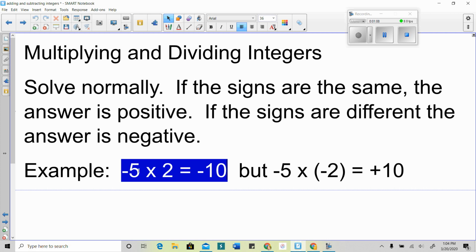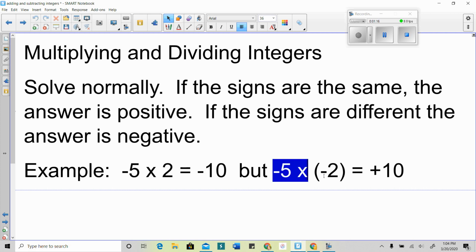You could also think negative 5 happened 2 times. So negative 5 and another negative 5 makes negative 10. But negative 5 times negative 2, those two negatives actually cancel out and make a positive. So that would actually be positive 10. So just like normal, 5 times 2 is 10, negative 5 times negative 2 is also positive 10.